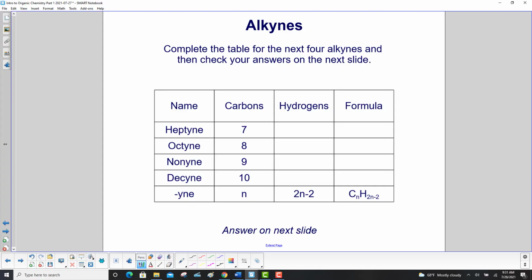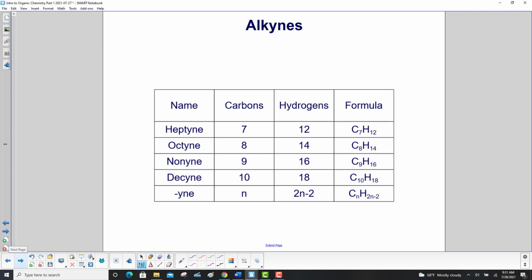Once again, we have a little exercise for you. Please complete this table for the next 4 alkynes and check your answers on the next slide. Well, here we go. For the suffix -yne, you start with how many carbons, double it, and subtract 2. So let's do the first one. Twice 7 is 14, minus 2 is 12. So that's C7H12. And then hopefully you got the rest of these correct.